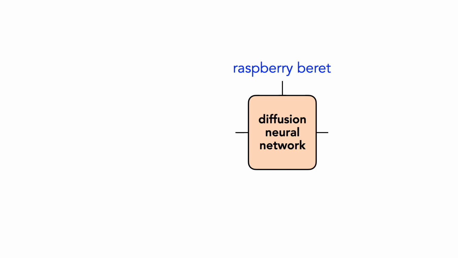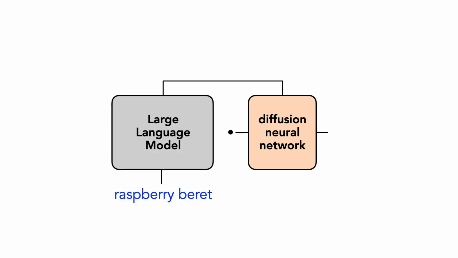For example, this sounds a bit like a fruity dish, but it's actually a type of hat. Here the word raspberry refers instead to the color of the hat. To capture this level of subtlety, we need a language model. Now when we prompt with raspberry beret, the language model converts these words into a knowledge representation which guides the diffusion model. And that, in a nutshell, is how Imagine works.